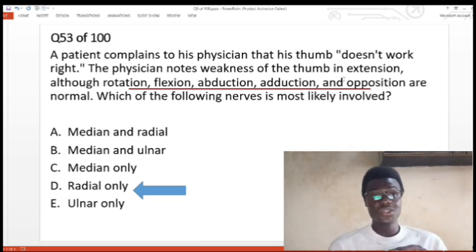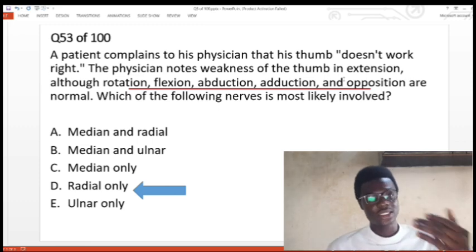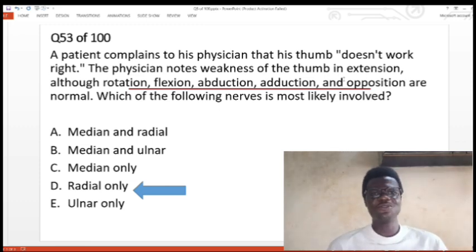And the radial nerve is majorly for extension, and it innervates the extensor pollicis longus and extensor pollicis brevis. Those are the muscles that are weak in this patient. That is why the patient cannot do extension of the thumb.